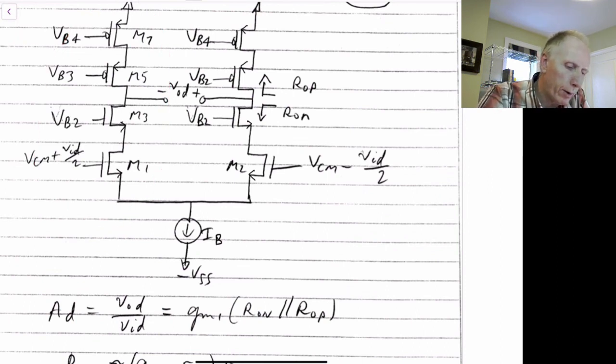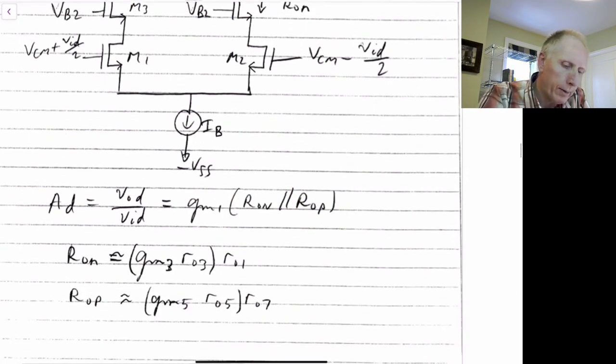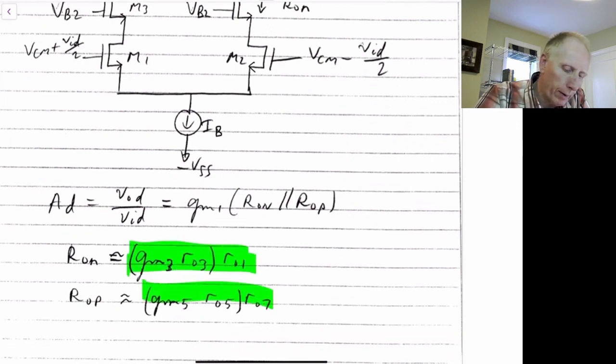We know from before that the gain is given by minus gm1 times RON in parallel with ROP, where RON and ROP are shown here. RON is given by this equation, and ROP is given by this equation.